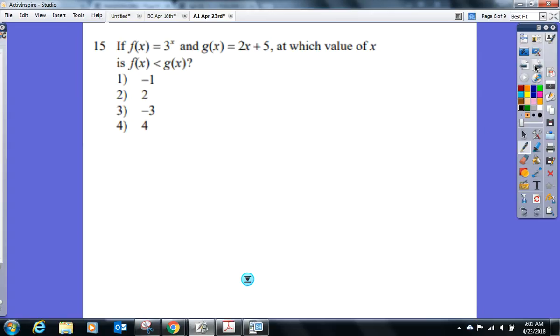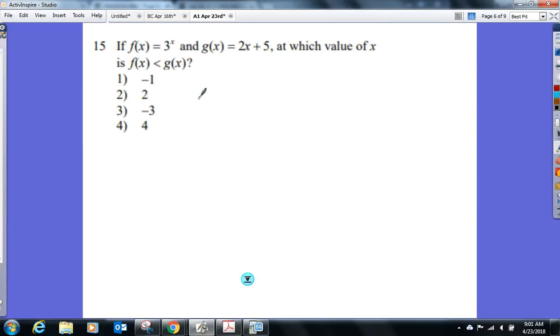All right, I got 2 graphs. At which value is f of x less than g of x? Again, f of x and g of x are just another name for what values? So I want to know at what point here the y values are less than the y values in g of x. A couple different ways you go about it.